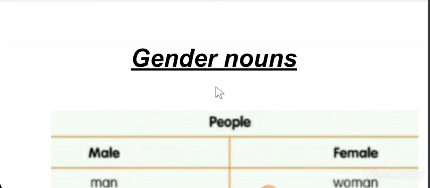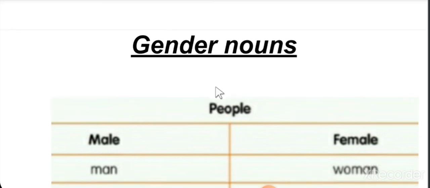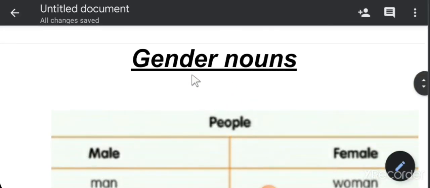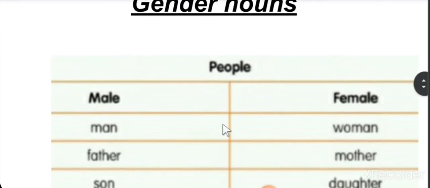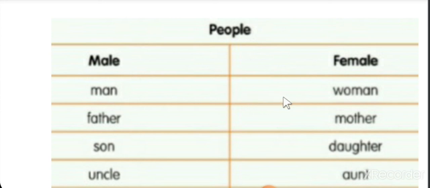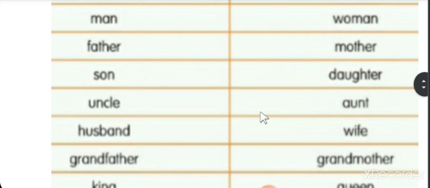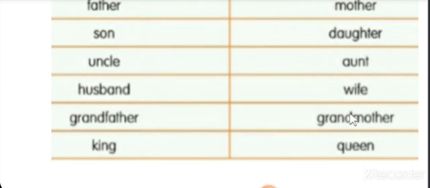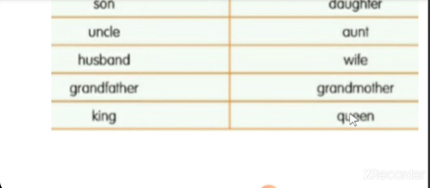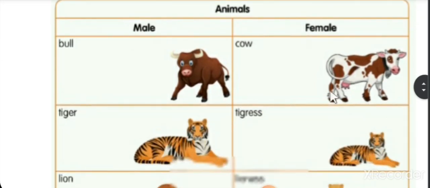Gender means when we differentiate between boy or girl, we call boy male and girl female. So these are genders, male or female. Like man, and the female gender for man is woman. Then father, father's female gender is mother. Son, daughter. Uncle, aunt. Husband, wife. Grandfather, grandmother. King, queen.